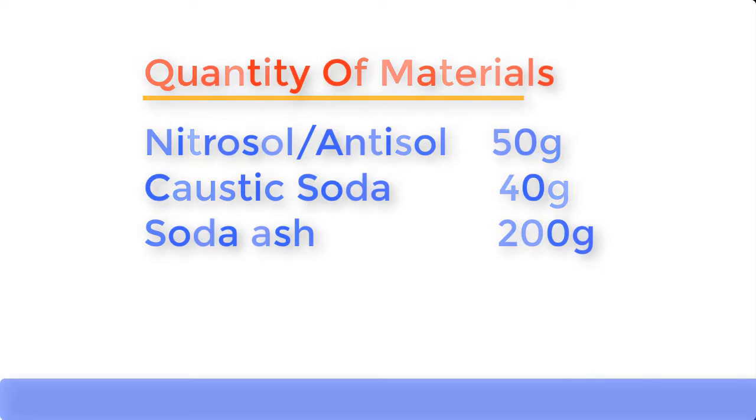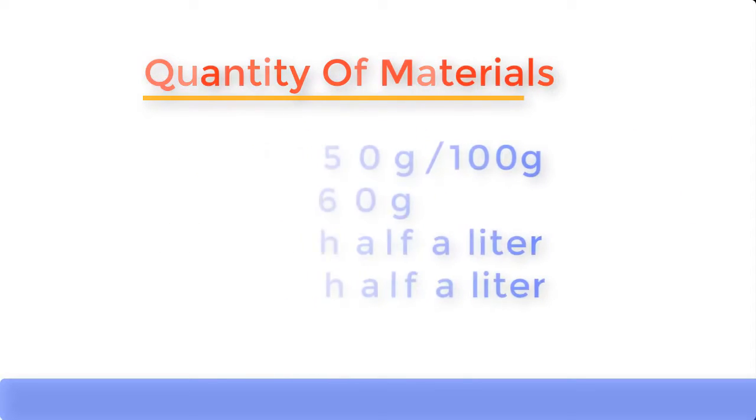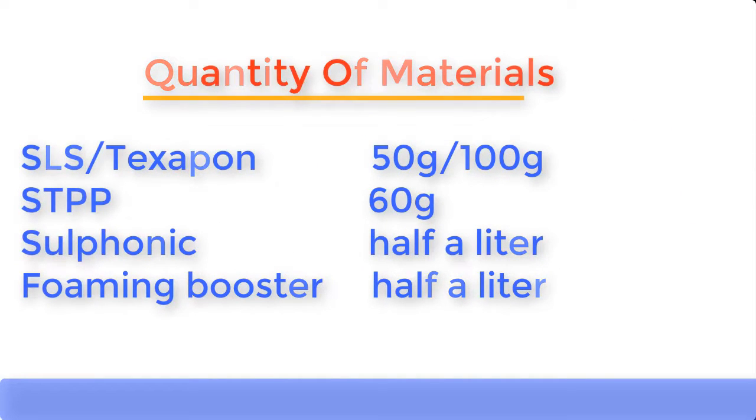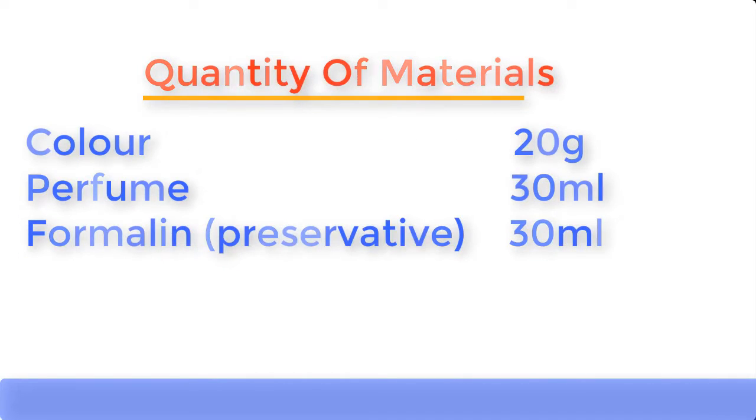Nitrosol or Antisol 50 gram, caustic soda 40 gram, soda ash 200 gram, SLS 50 gram, and when using Texapon 100 gram, STPP 60 gram, Sulphonic half a liter, foaming booster half a liter, color 20 gram, perfume 30 ml, and formalin 30 ml. Now let me show you the chemicals one by one and then we go into the mixing of the chemicals proper.